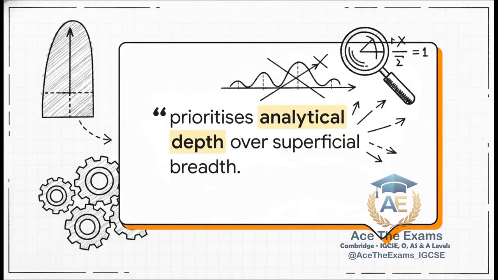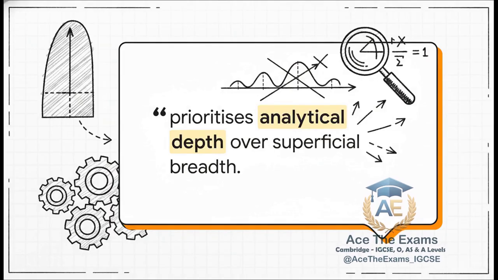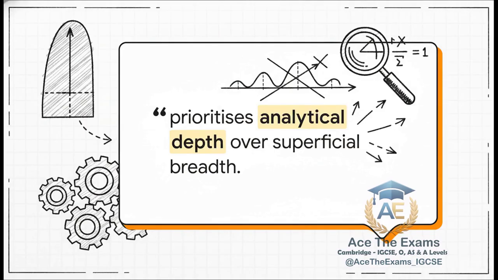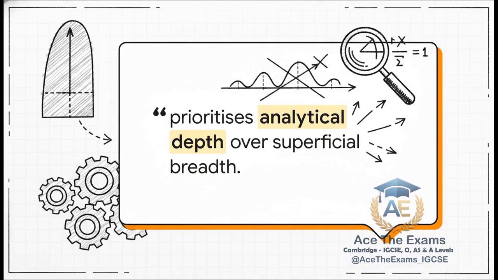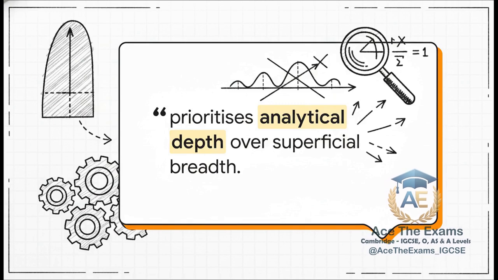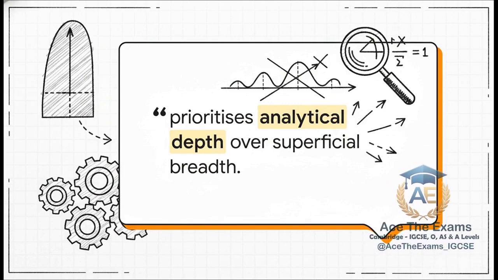Look closely at this quote flashing on the main dashboard, pulled straight from the official assessment framework. Cambridge explicitly prioritizes analytical depth over superficial breadth. So what does that actually mean for you when you're staring down a complex quadratic inequality with the clock ticking?